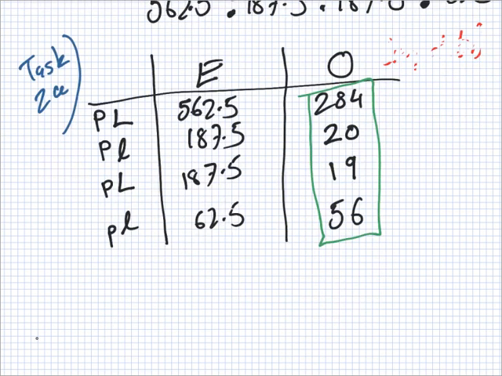Okay, so this is task 2B. Form the null hypothesis and alternative hypothesis. Alright, now we're getting juicy. What's the null hypothesis here? I'll write H null.